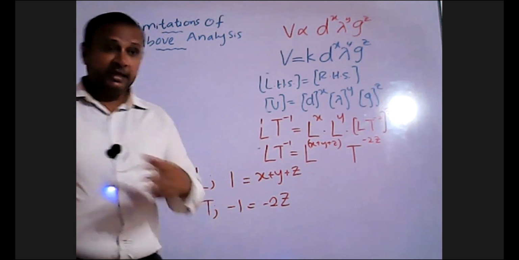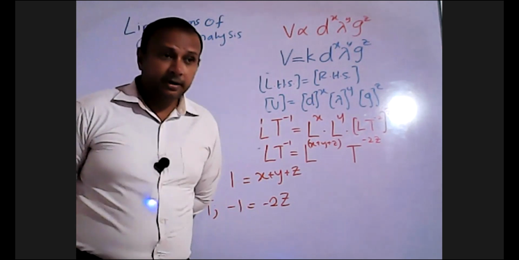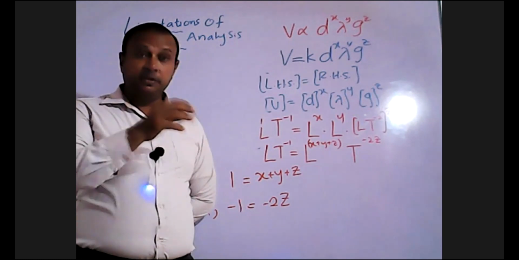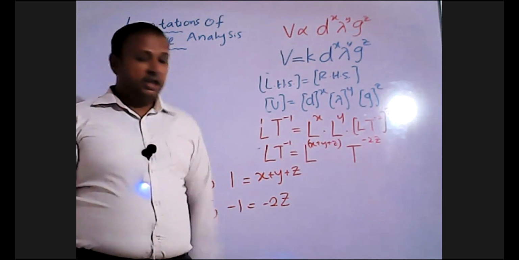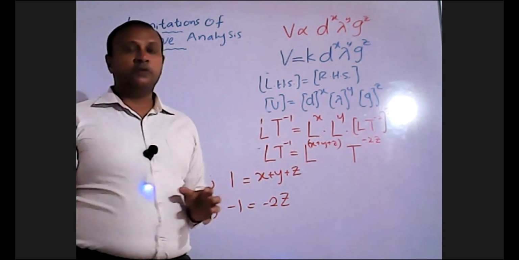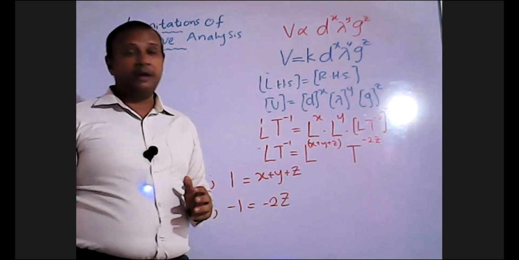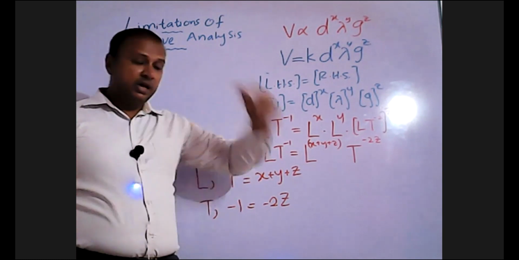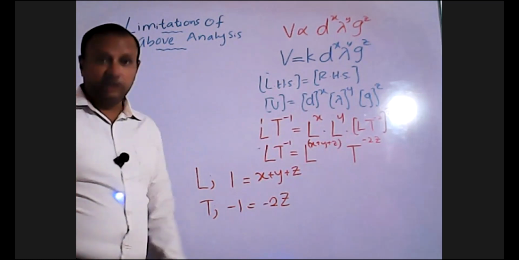The other thing is we cannot determine the dimension of the proportionality constant. Suppose the proportionality constant has a dimension. We cannot find it. So if there is a value or dimension for the proportionality constant, it should be given. Otherwise, we cannot apply this method. That is the first difficulty we face with this method. Write down the first one.